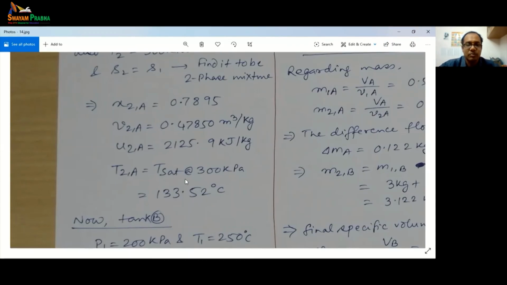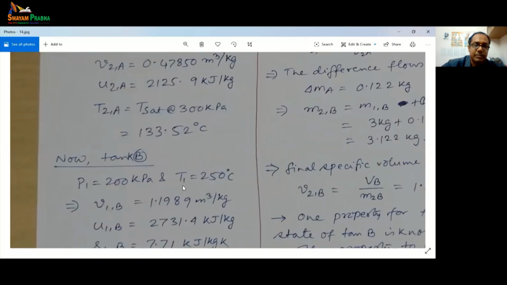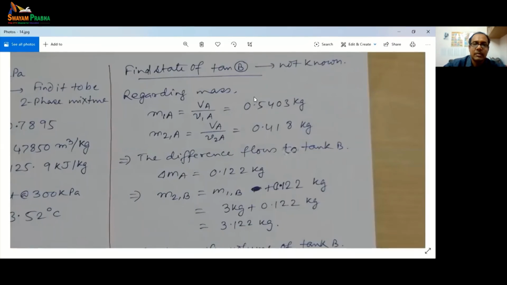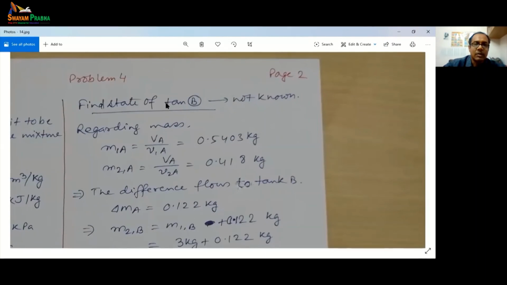Tank A we already know. Now let's focus on tank B, where the pressure and temperature initially are given. So you can look up all the values corresponding to this particular pressure and temperature: the specific volume, the specific internal energy, and the specific entropy in the initial state of tank B.